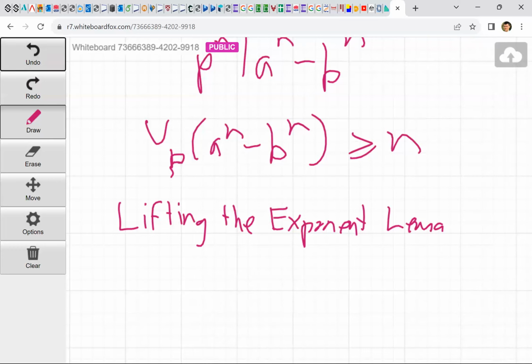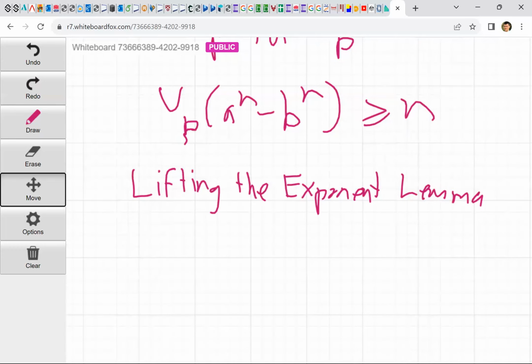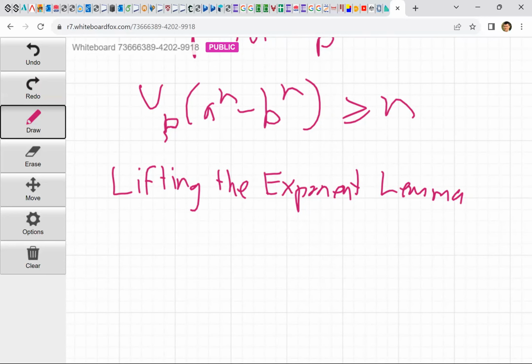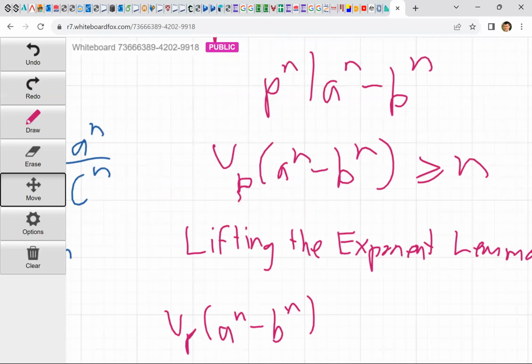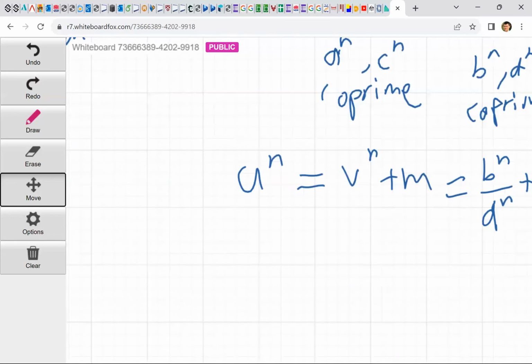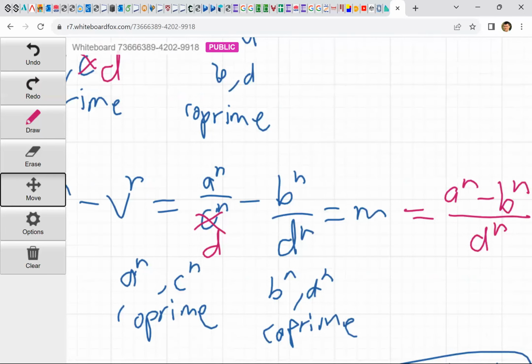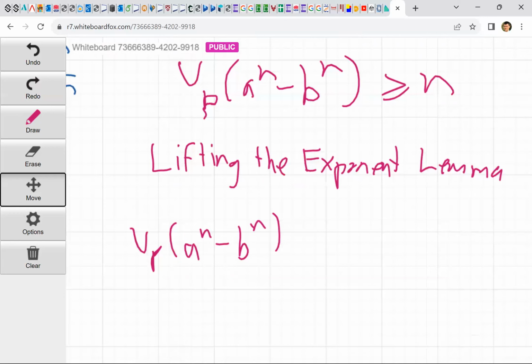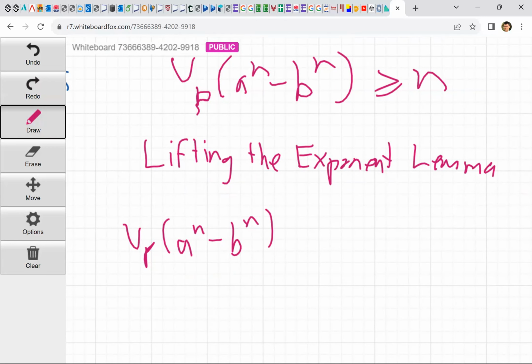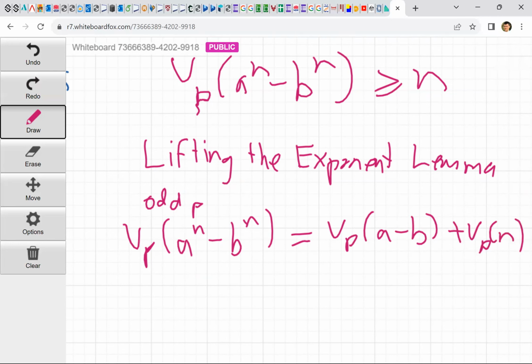I think there are a few things missing from my proof because there are some sus parts. So the lifting the exponent lemma states that V_P of A to the n minus B to the n relies on A and B not being divisible by P, which is true because A and D, and B and D, are coprime. So P cannot be a factor of A or B. Then for odd P, V_P of A to the n minus B to the n is equal to V_P of A minus B plus V_P of n.